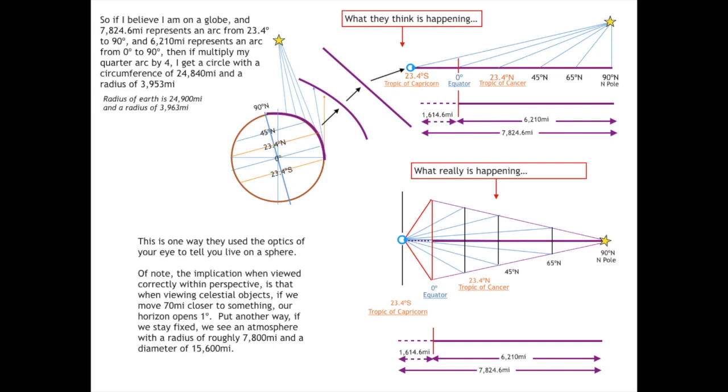So again, what they think is happening is up here on the right. What is really happening is that they are not taking into consideration that additional 23.4 degrees that is dropped from the vertical field of view to our eye line. So this is one way they use the optics of your eye to tell you that you live on a sphere. Of note, the implication when viewed correctly within perspective is that when viewing celestial objects, if we move 70 or 69 miles closer to something, our horizon opens up about 1 degree, or it moves along 1 degree within perspective. Put another way, if we stay fixed, we see an atmosphere with a radius of roughly 7,800 miles and a diameter of 15,600 miles.